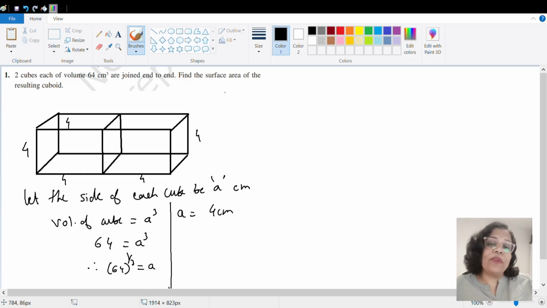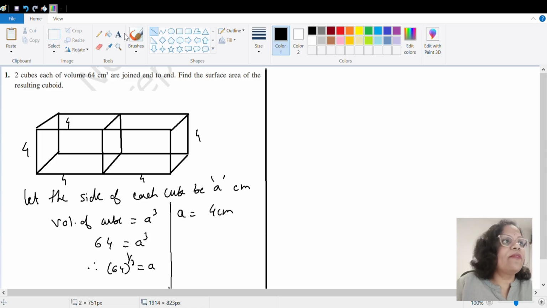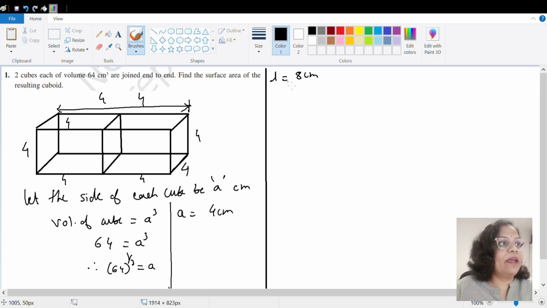So now when you join these two cubes, you get a cuboid. When you get a cuboid, the dimensions of the cuboid are given by L, B, H. So you can see here total length L is this, that is 4 plus 4, that will be 8 centimeter. And if you see the B, that will remain 4 always. So B is 4 centimeter and H is also 4 centimeter.